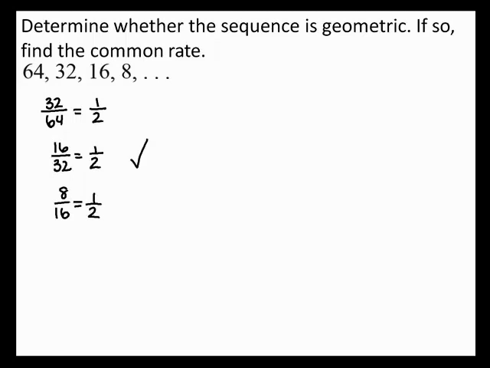Because the rates are the same, the sequence is geometric, and the common rate is 1 half.